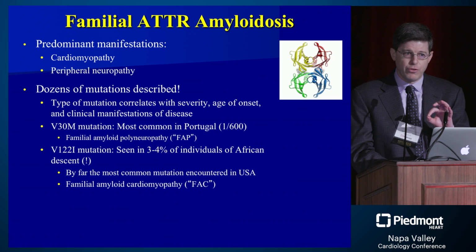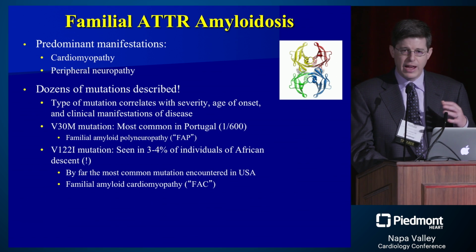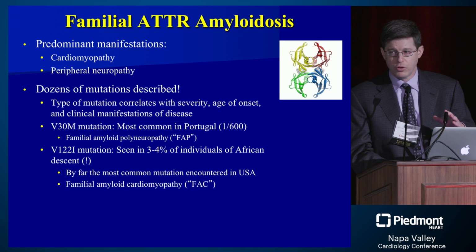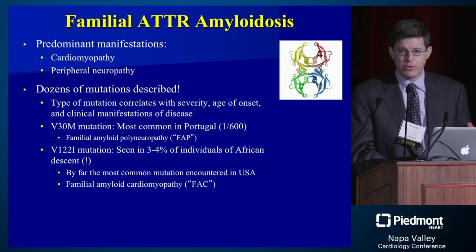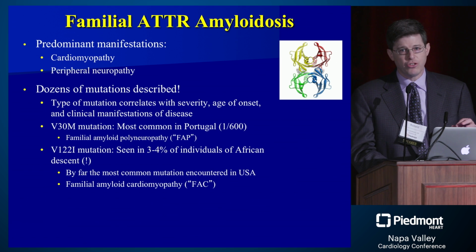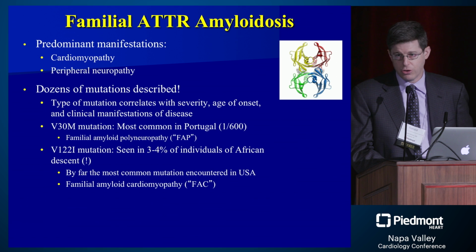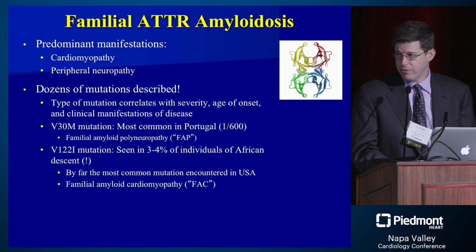Now, if we switch to the familial form of the disease, this is people who are born with mutations. The mutations tend to cause deposits in the heart, the peripheral nerves, or both. There are many different mutations that have been described. The only two I'm going to mention: one is called the V30M mutation, and this is common in several parts of the world, including Europe and Japan. Portugal turns out to be the epicenter, and it causes mainly a polyneuropathy form of the disease.